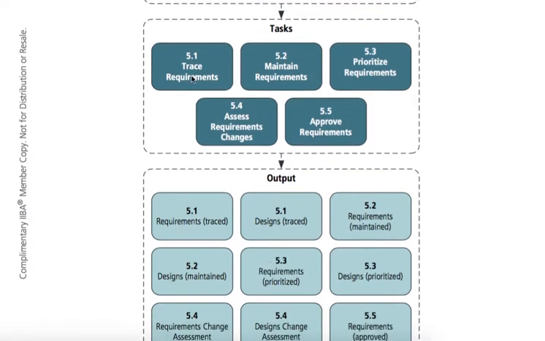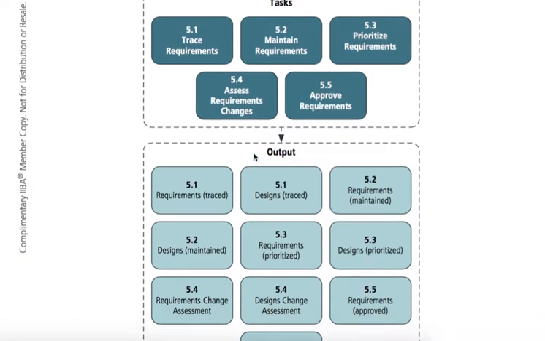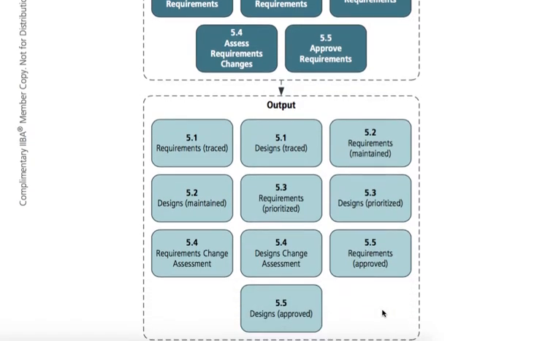If you see, trace the requirements: requirements are traced, designs are traced. Maintain the requirement: requirements are maintained, designs are maintained. Prioritize: requirements are prioritized, designs are prioritized. Assess the requirement changes: requirements change assessment and design change assessment. This is a process basically. Approve: requirements are approved. So this is a stage when the final requirements are approved and designs are also approved along with the requirement.